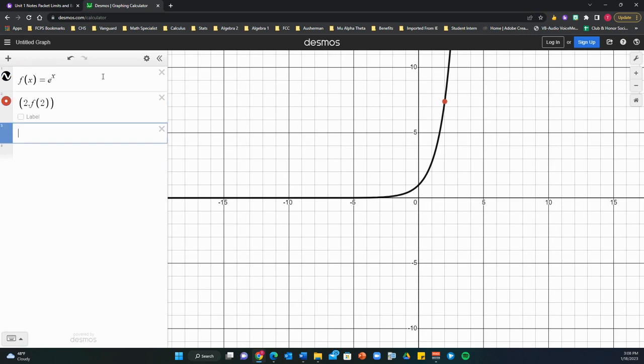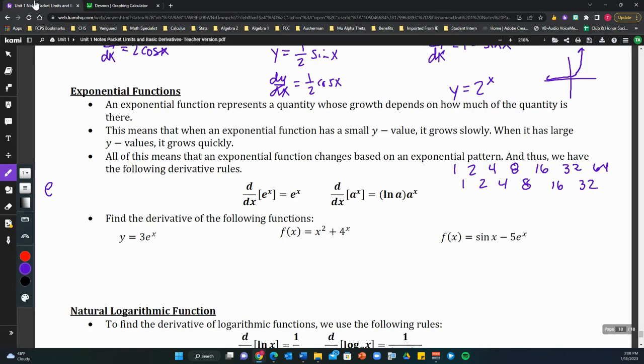So if I want to look at that guy, the value of its slope is actually equal to the value of f of 2. So this y coordinate 7.389 is the same thing as its slope. So it's a pretty interesting relationship. So if you ever come across e to the x, its derivative is very simple.